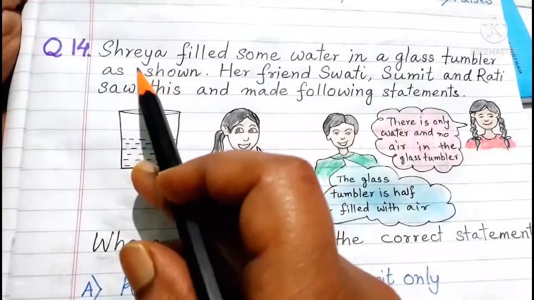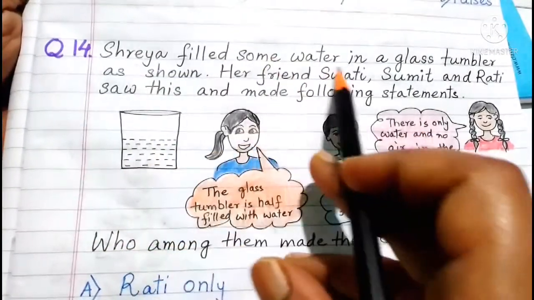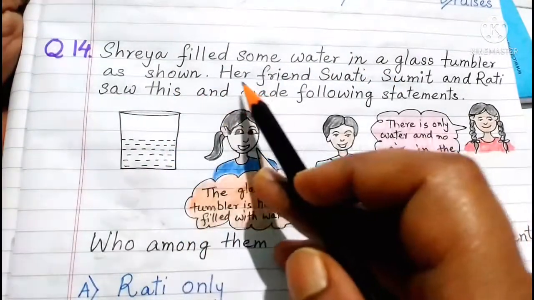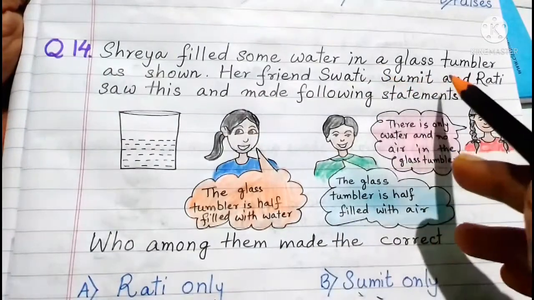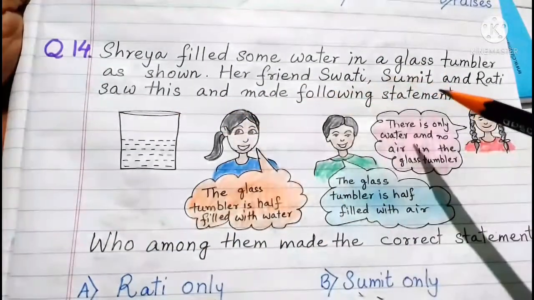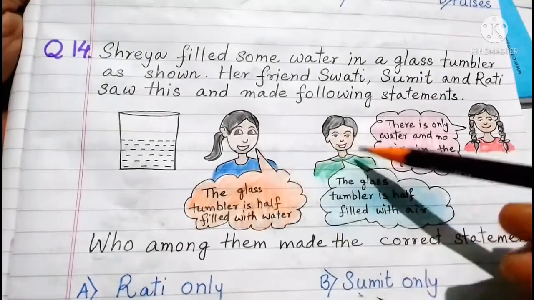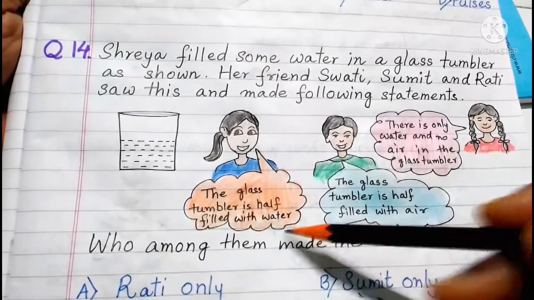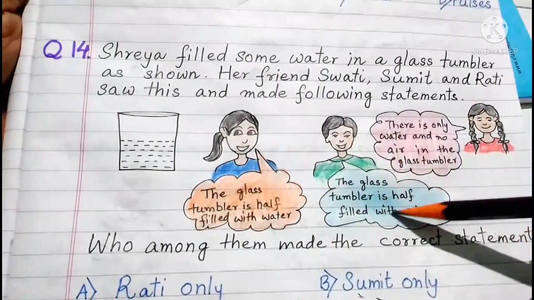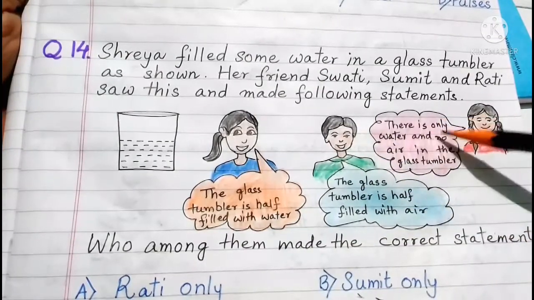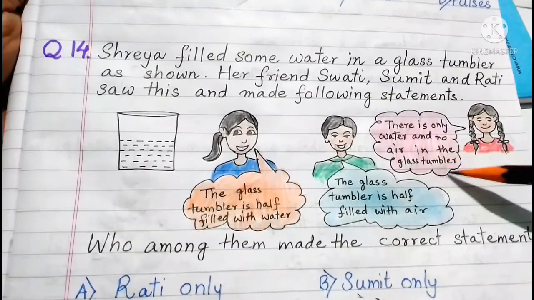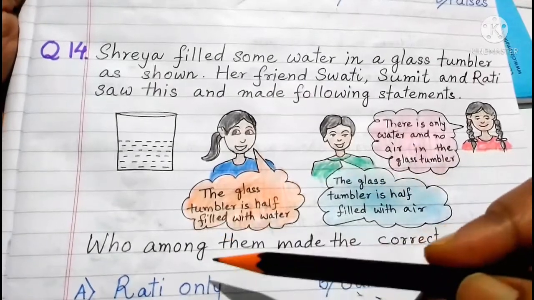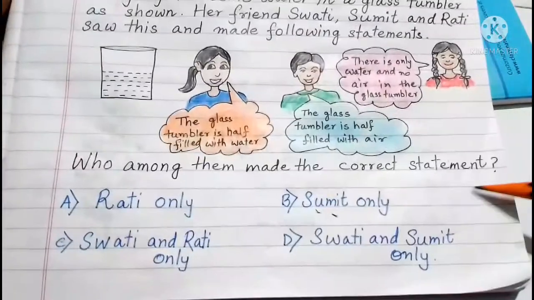Coming to question number 14. Shreya filled some water in a glass tumbler as shown. This is the glass tumbler filled with water. Her friends Swati, Sumit and Rati saw this and made the following statements. Swati said, the glass tumbler is half filled with water. Sumit said, the glass tumbler is half filled with air. Rati said, there is only water and no air in the glass tumbler. Okay, so let's see who among them made the correct statement.